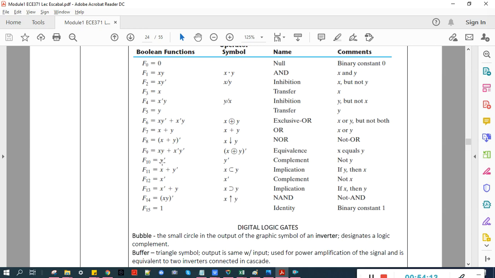F sub 10 is equal to y prime, that's the complement, or not y. Then x or y prime, this is the symbol, means implication. If y, then x. If y, then x. Don't quite get that. You can explore it yourself if you want.